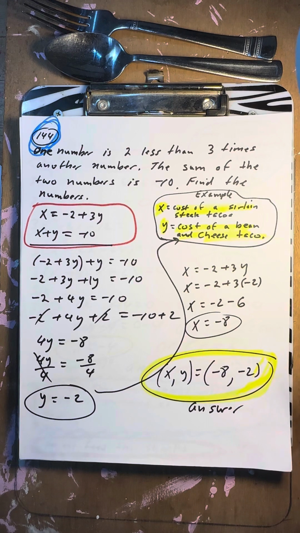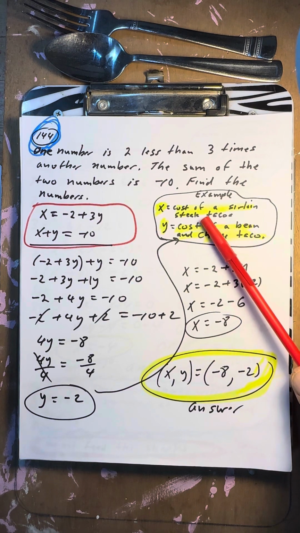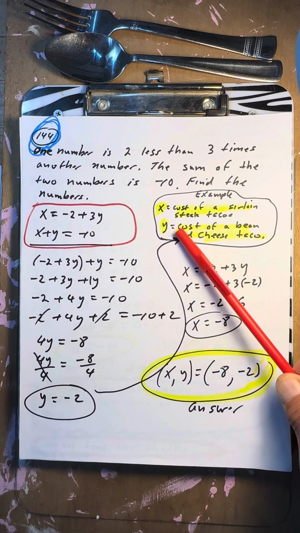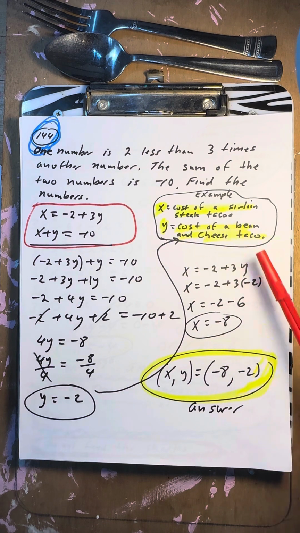An example of this: x is the cost of a sirloin steak taco at Mile Margin, I guess, $8. Y is the cost of a bean and cheese, $2. Things like that.